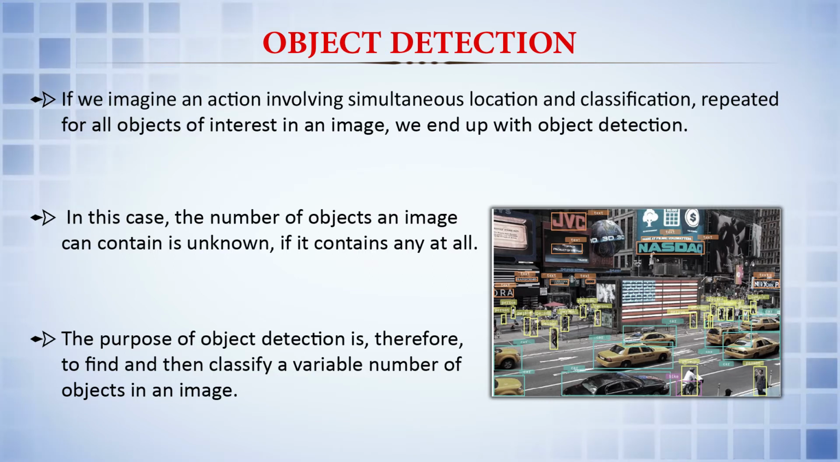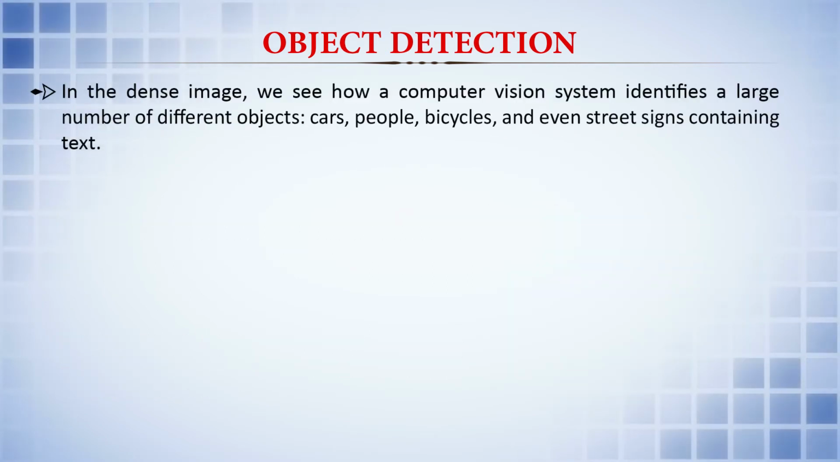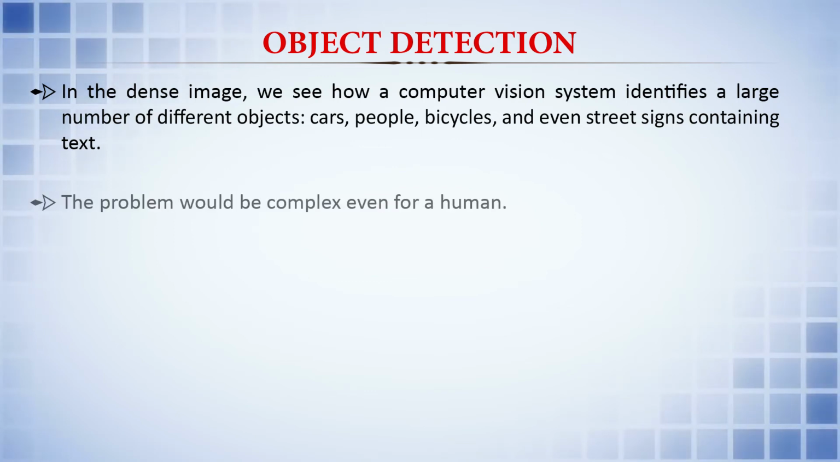In this dense image, we see how a computer vision system identifies a large number of different objects like cars, people, bicycles, signboards, and the text on the signboards, everything. The problem would be complex even for a human. If you were visualizing the same scene by standing there, you might end up seeing something, and some parts you may not visualize.